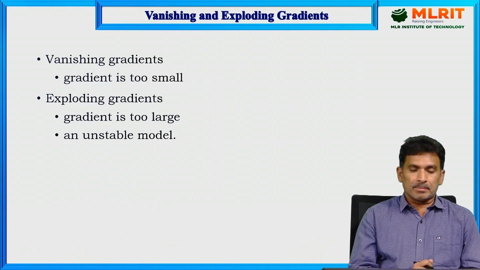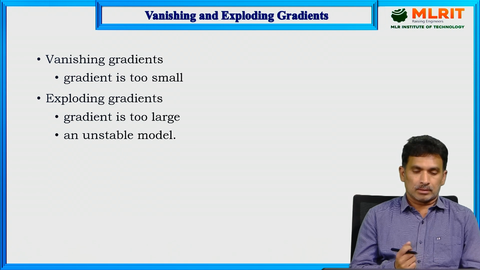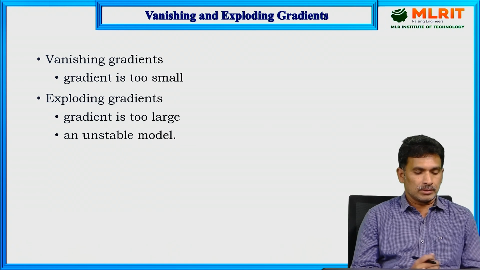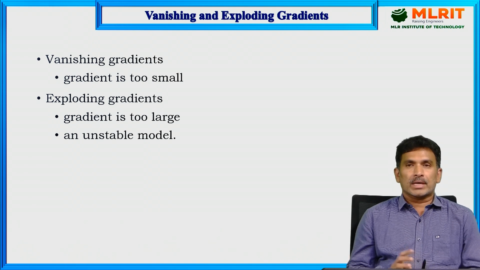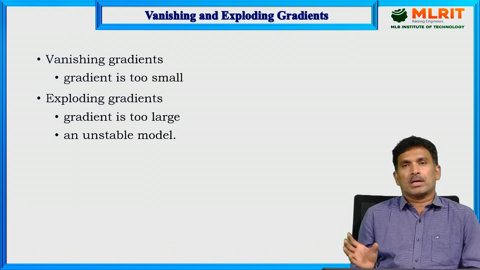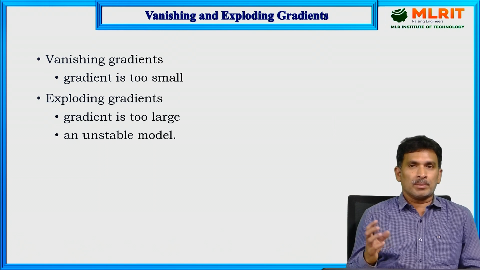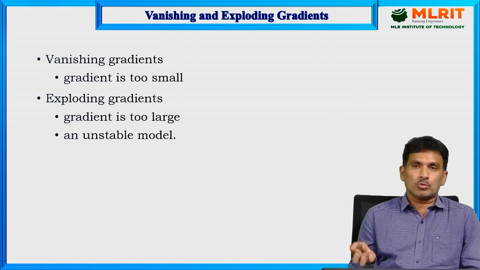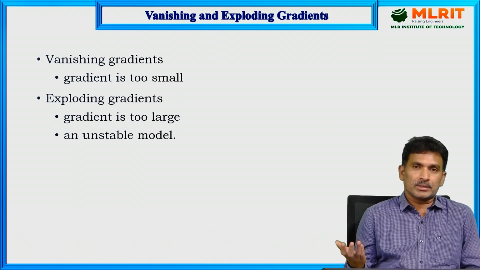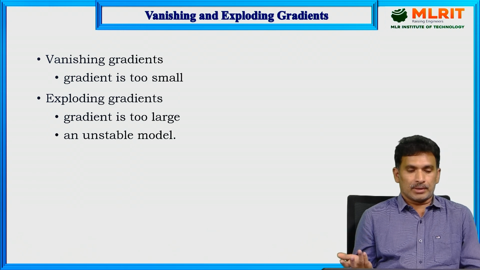Next, another very important topic is vanishing and exploding gradients. So what is a vanishing gradient? What is an exploding gradient? As we discussed, based on the loss function, in order to minimize the loss function, because the objective is to minimize the loss function, we expect the model to perform more accurately.